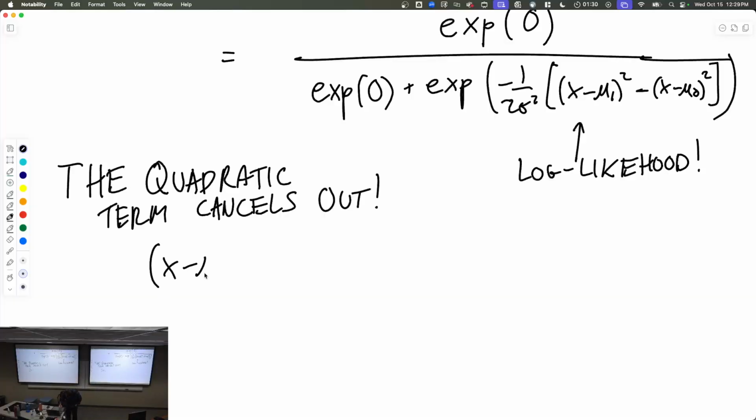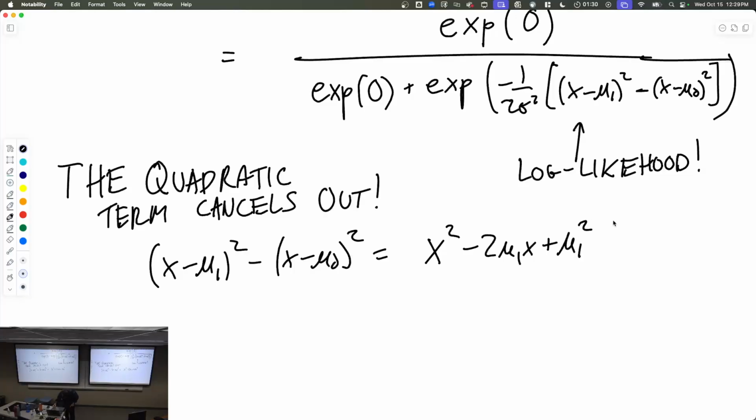Okay, (x minus mu1) squared minus (x minus mu0) squared. I claim the x squareds cancel. Let's expand this one, expand that one, and the x squareds will cancel. We've got x squared minus 2 mu1 x plus mu1 squared. Then we have minus x squared plus 2 mu0 x minus mu0 squared. And look, boy howdy, x squared and minus x squared, they cancel out. Amazing.